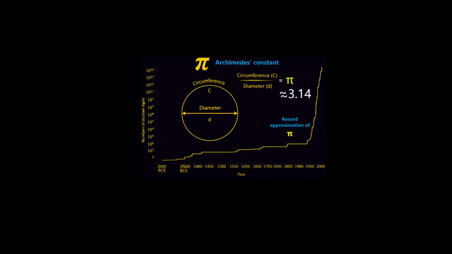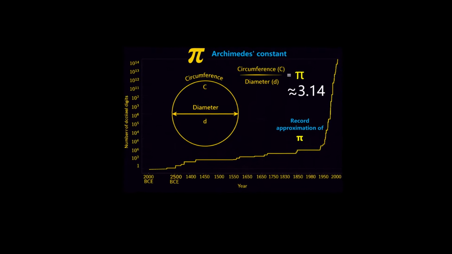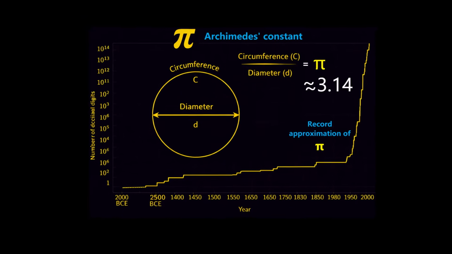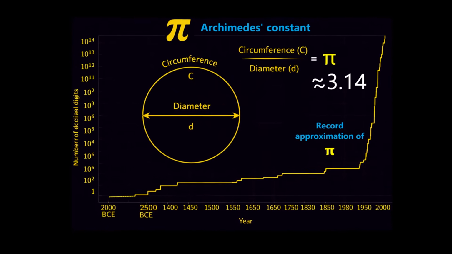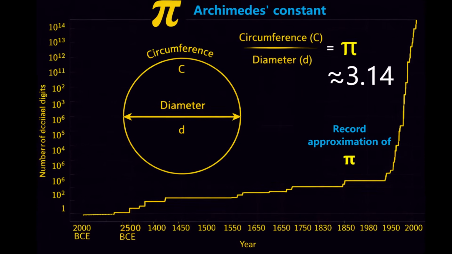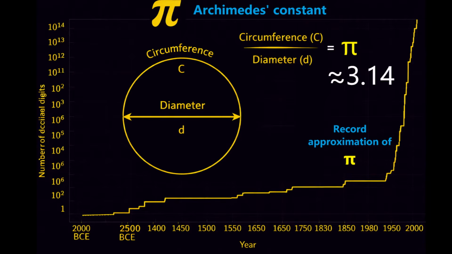First, pi, Archimedes' constant. Approximately 3.14, representing the ratio of a circle's circumference to its diameter. It's fundamental to geometry, physics, and engineering. Used to calculate the properties of circles, spheres, and waves. But pi reaches far beyond basic geometry. Appearing everywhere from orbital mechanics and signal processing to fluid dynamics and even the structure of DNA spirals.